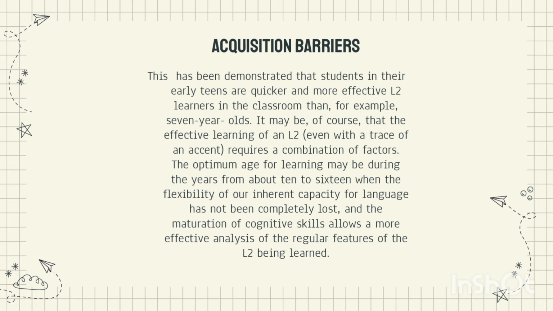Acquisition barriers. It has been demonstrated that students in their early teens are quicker and more effective L2 learners in the classroom than, for example, 7-year-olds. It may be, of course, that the effective learning of an L2, even with a trace of an accent, requires a combination of factors. The optimum age for learning may be during the years of about 10 to 16, when the flexibility of our inherent capacity for language has not been completely lost, and the maturation of cognitive skills allows a more effective analysis of the regular features of the L2 being learned.